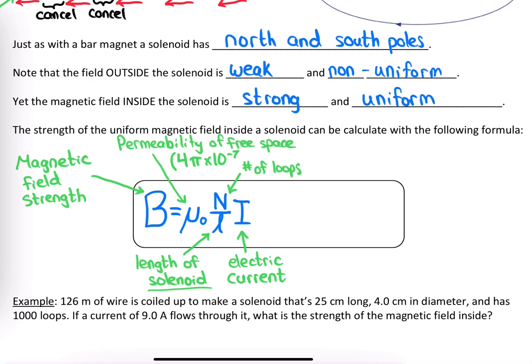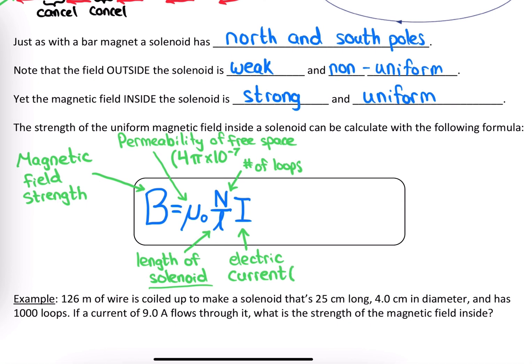Now these guys will all have units. Electric current is measured in amps. Length is measured in meters. Number of loops, that's just going to be a number, because we'll count that. Magnetic field strength is kind of a fun one. It's a bit different from our other fields. So gravitational fields were in newtons per kilogram. Electric fields were in newtons per coulomb. Magnetic field is just measured in Teslas, or capital T for short.